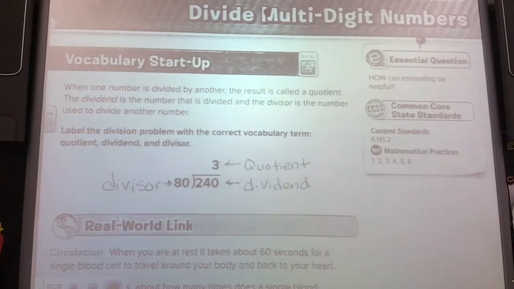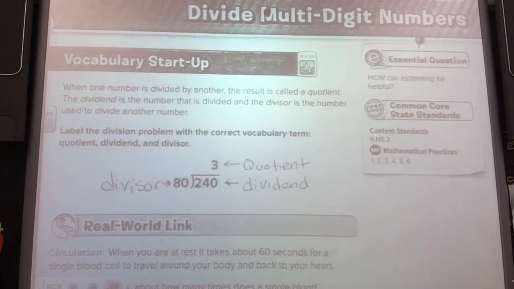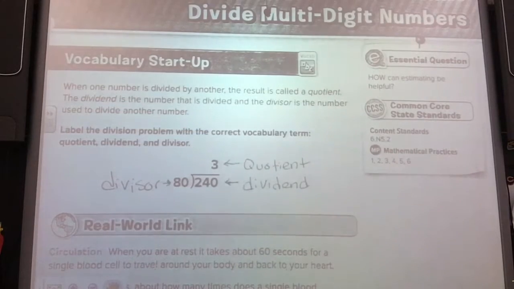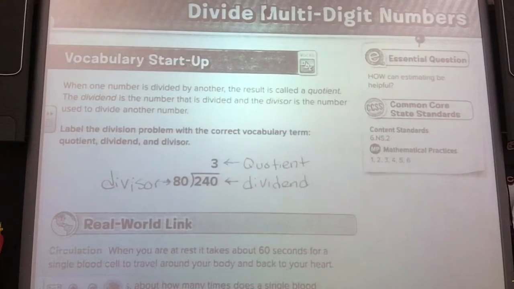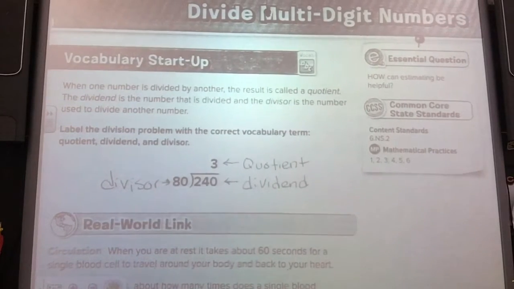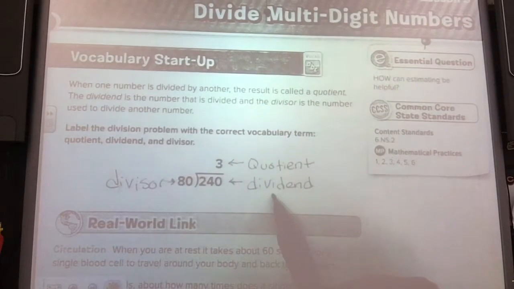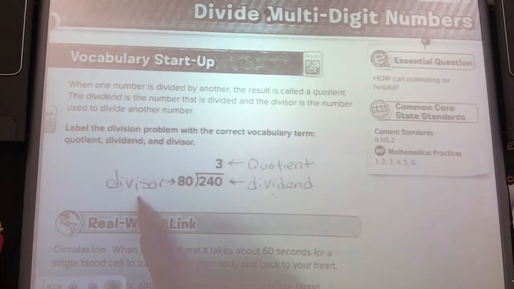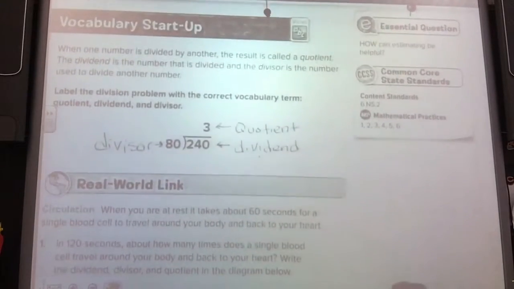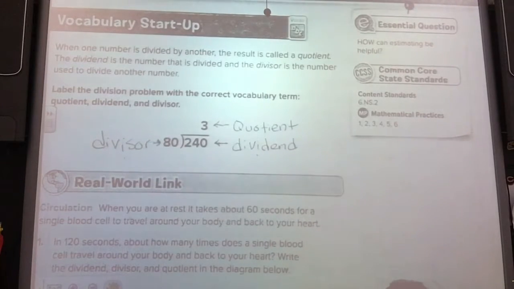All right, so let's start with our vocabulary. When one number is divided by another number, the result is a quotient. So your answer in this box would be a quotient. The number that is divided is a dividend, and what we're dividing by is your divisor. So make sure you fill in those blanks: quotient, dividend, and divisor.